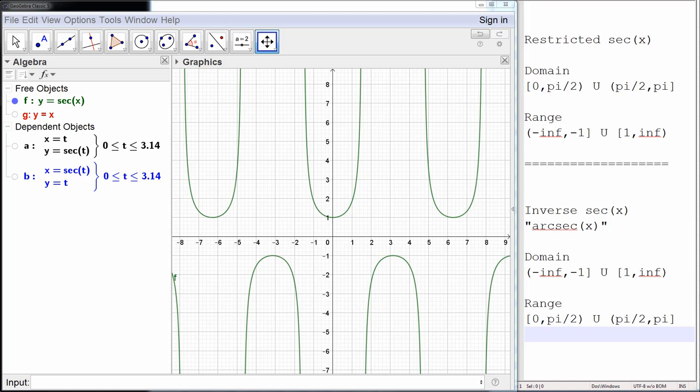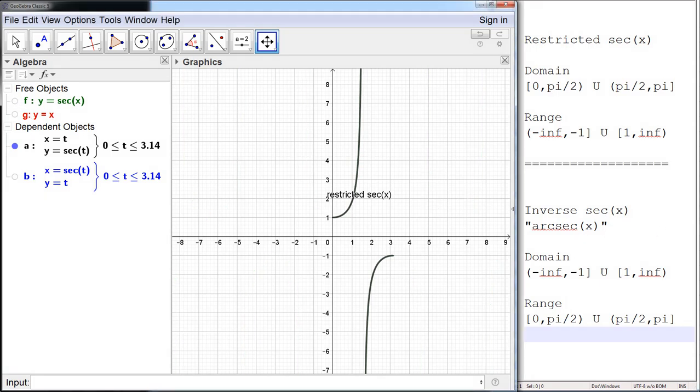What do we do then? What we do is, in some sense, we cheat. We don't take the entire secant function. We just take what we call the restricted secant function. So there, shown in black, that is the restricted secant function. I only take the part of the secant function that I'm showing here in black. So let's go ahead and get rid of the old one.